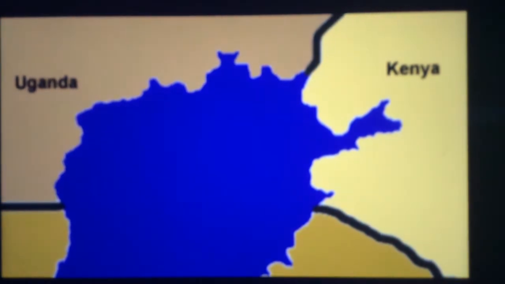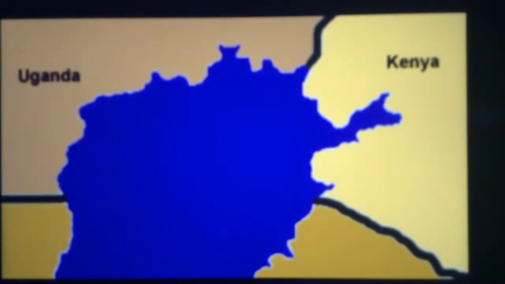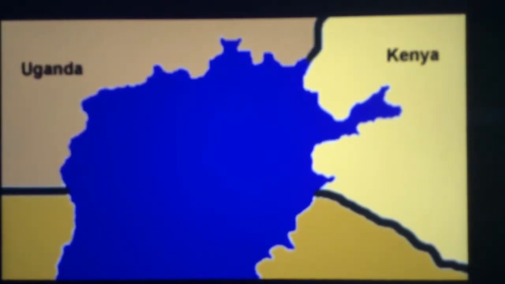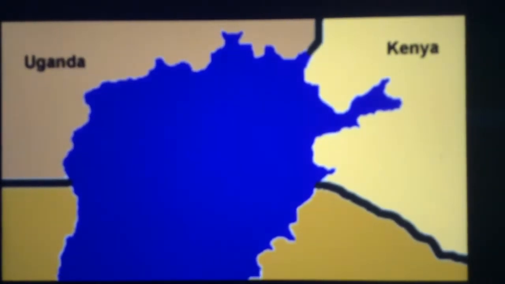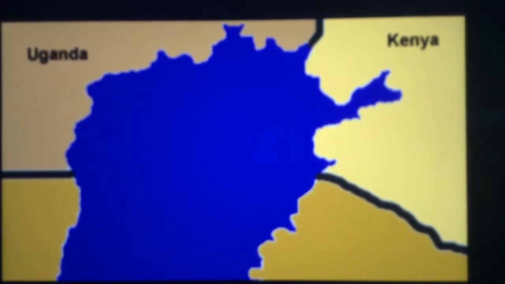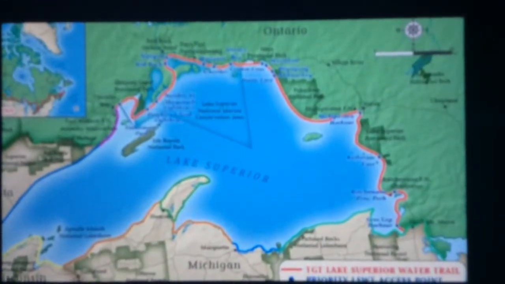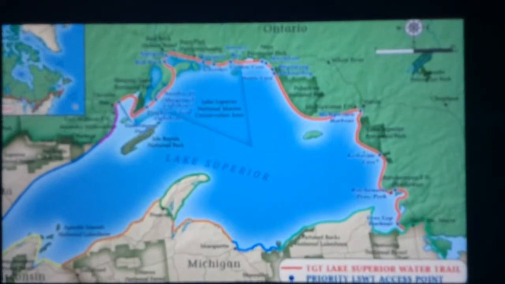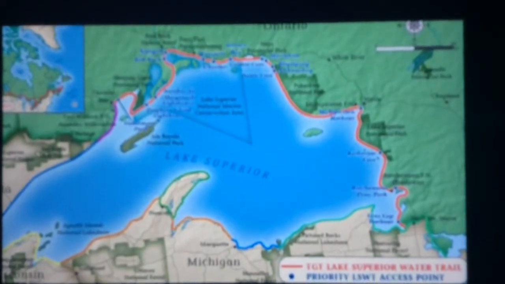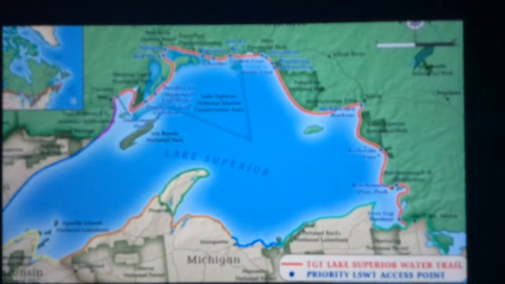Here is the 2nd biggest lake, and its name is Victoria. And its area is 26,828 square kilometers. This is the world's biggest lake, and its name is Superior. And its area is 31,820 square kilometers.